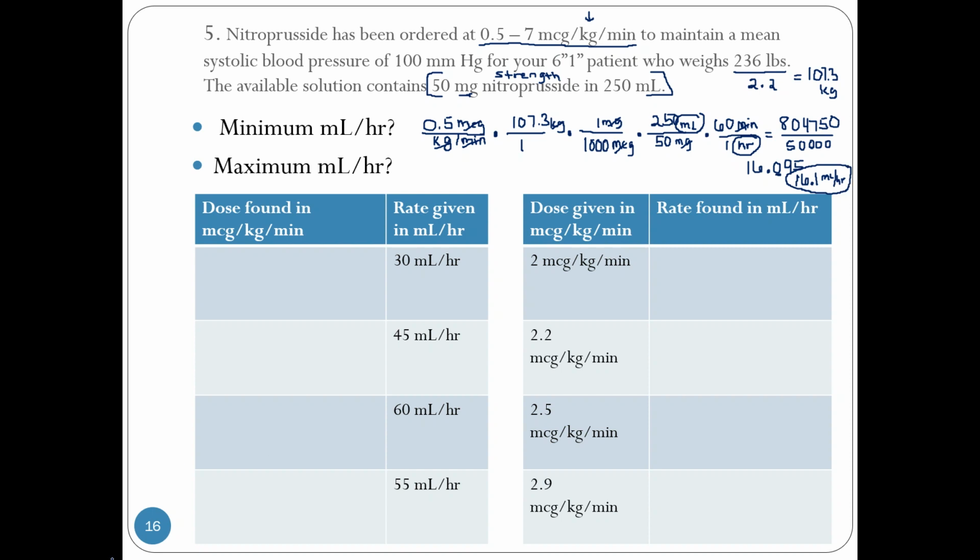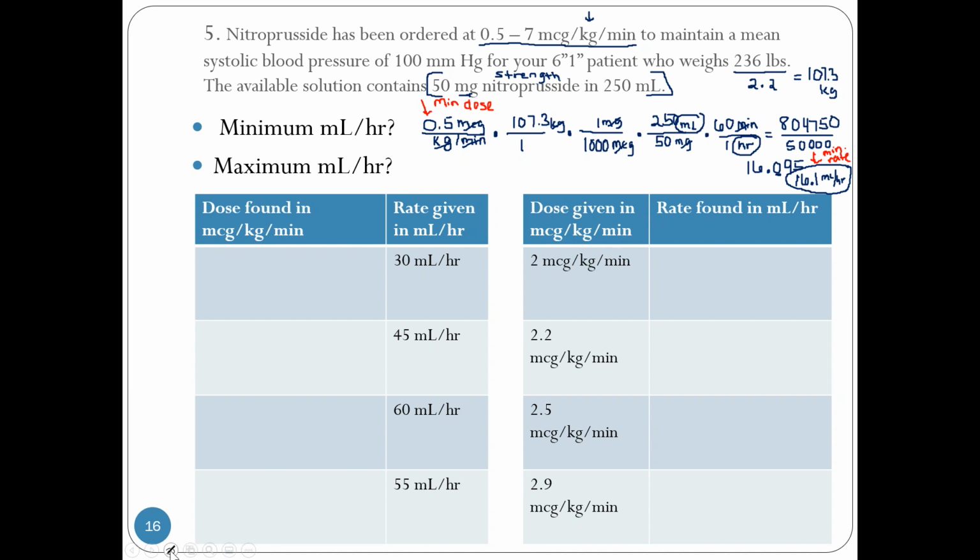Now from here forward in this entire problem, I'm going to switch to using a proportion because it's going to be a shortcut to setting up all of that dimensional analysis. So I want to set up my proportion dose over rate. So I'm noting that this is my minimum dose, so I will be using that every single time. And over here, the 16.1 is my minimum rate, and I will be using that every single time.